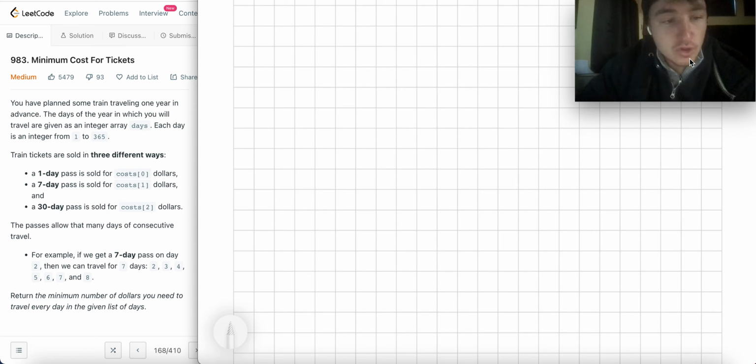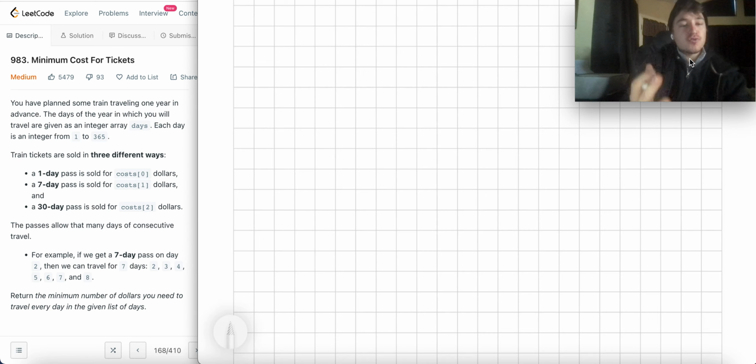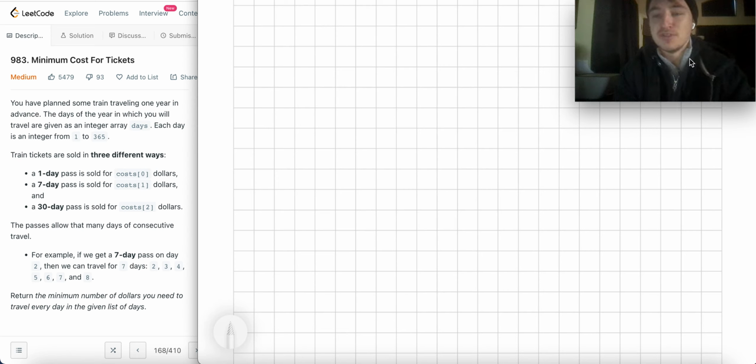Okay. So you have planned some train traveling 1 year in advance. The days of the year in which you would travel are given in an integer array days. Each day is an integer from 1 to 365. So you're just given this array. It's like day 7, you're going to be traveling. Day 8, you'll be traveling. Day 24, day 36, whatever. That essentially just means that you're going to be taking a train on that corresponding day.